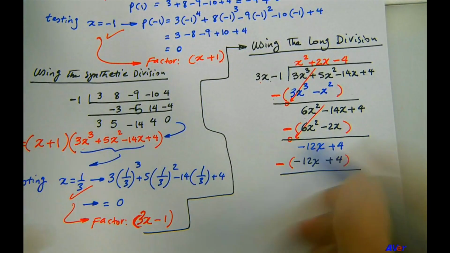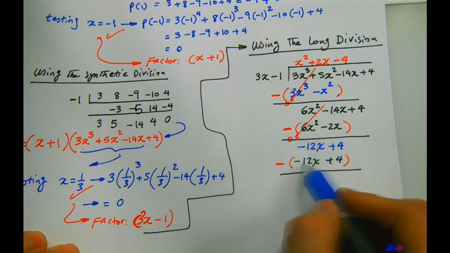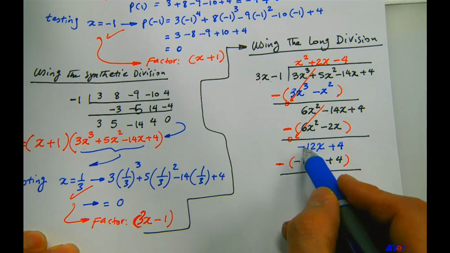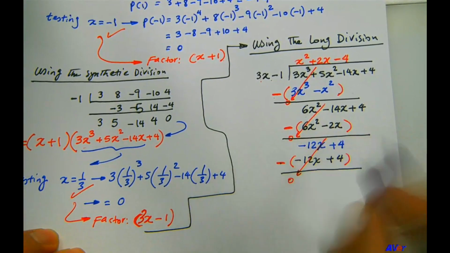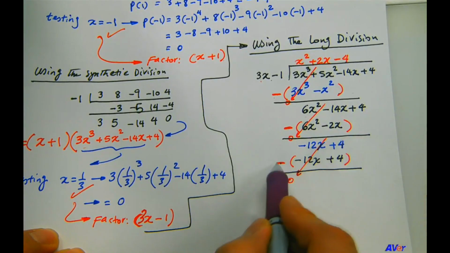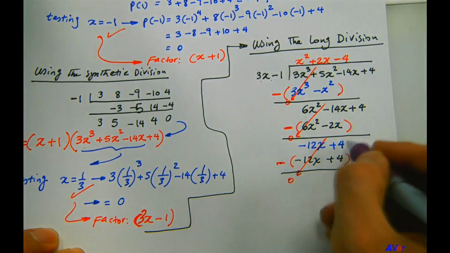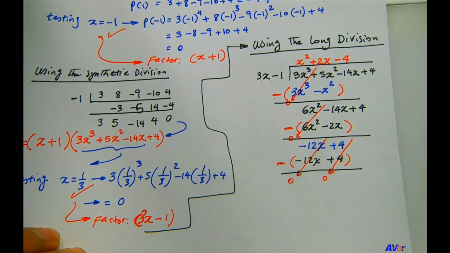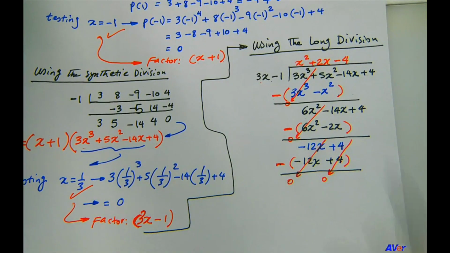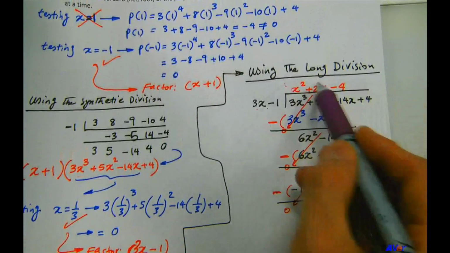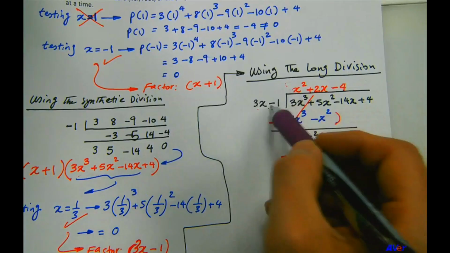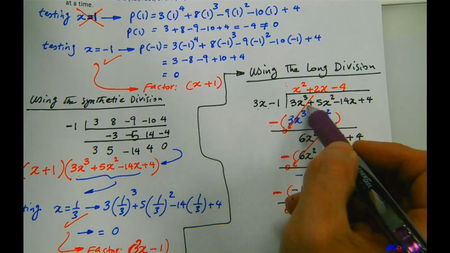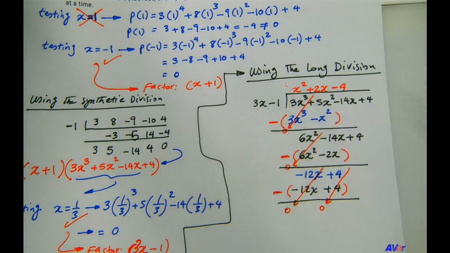We have negative 12x minus 12x. This minus will make this positive 12x plus minus 12x. They add up to 0, right? 4 minus 4, 0. So we have 0 remainder. So we found a full factor of this polynomial, but we would expect that because we already knew that this is a factor of that. So we knew we're not going to have a remainder.